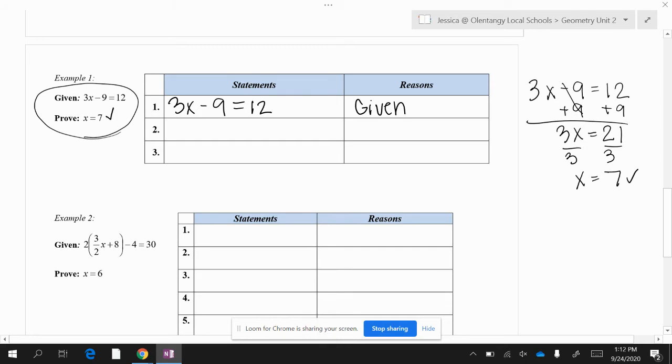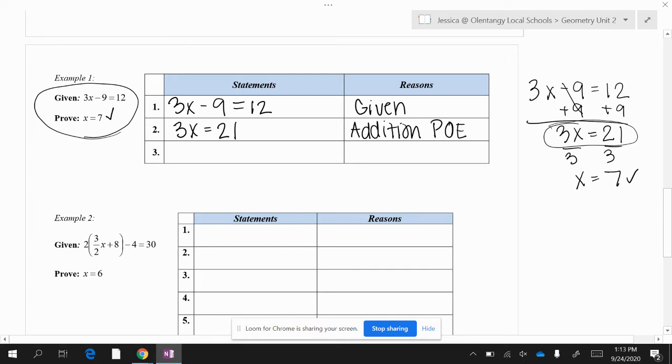Okay, but you're not going to show that over here. You're just going to show the next step. And my next step was this 3x equals 21. So I'm going to put 3x equals 21. How did I do that? Well, I added 9, so that is the addition property of equality.